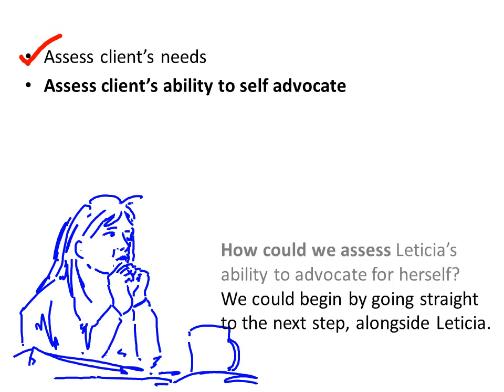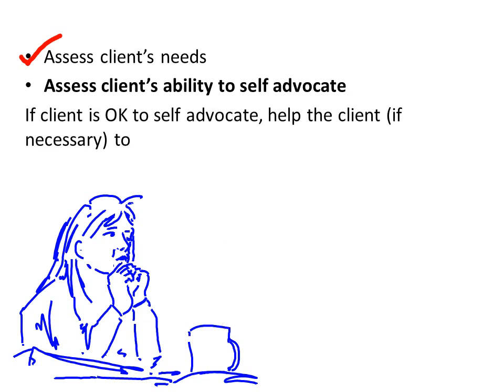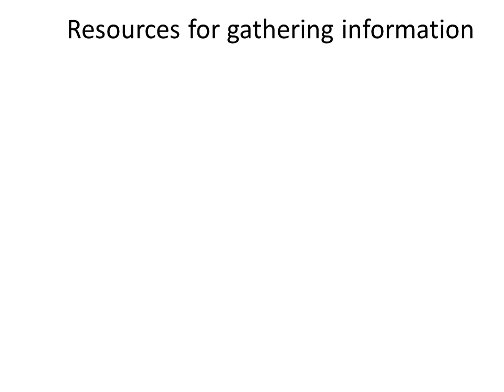Okay, and we're back. So we could begin by going straight to the next step alongside Letitia. We can use all of those communication skills that we were just talking about. We could also go straight to, if she's okay to self-advocate, help her to gather the information. And here's where I expect that you've got some skills. You'll be able to help her gather the information she needs, because you've been to my class and you know all about how to find stuff quickly. She's probably got what she needs. It's just a knowledge gap.